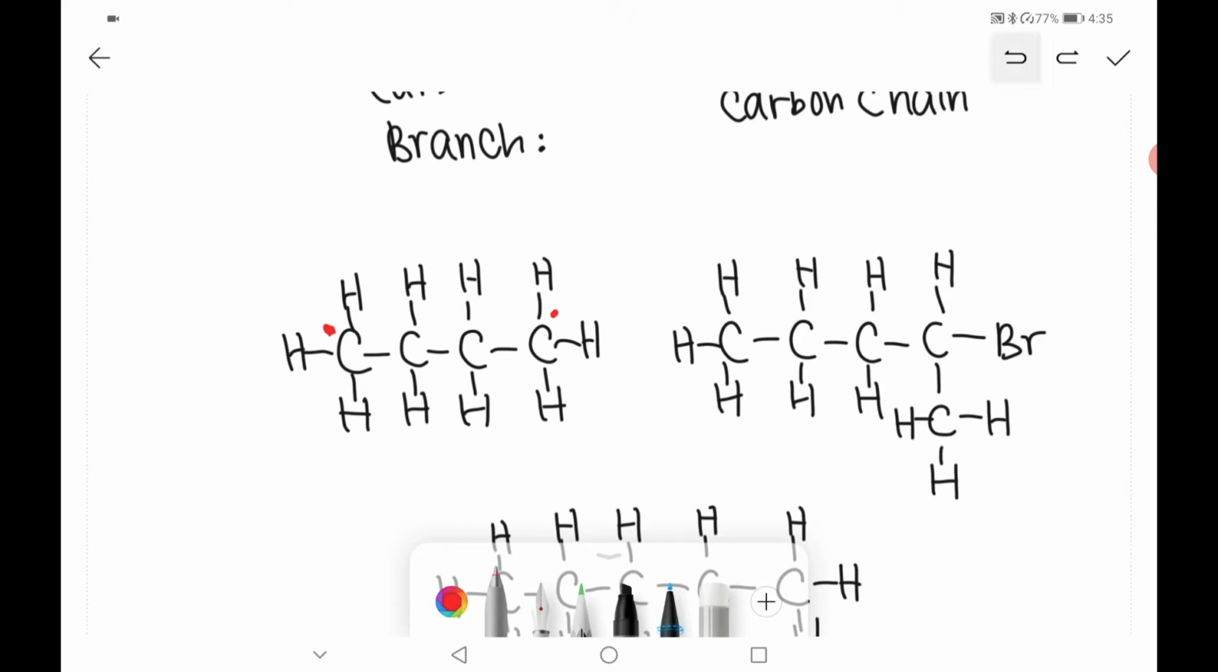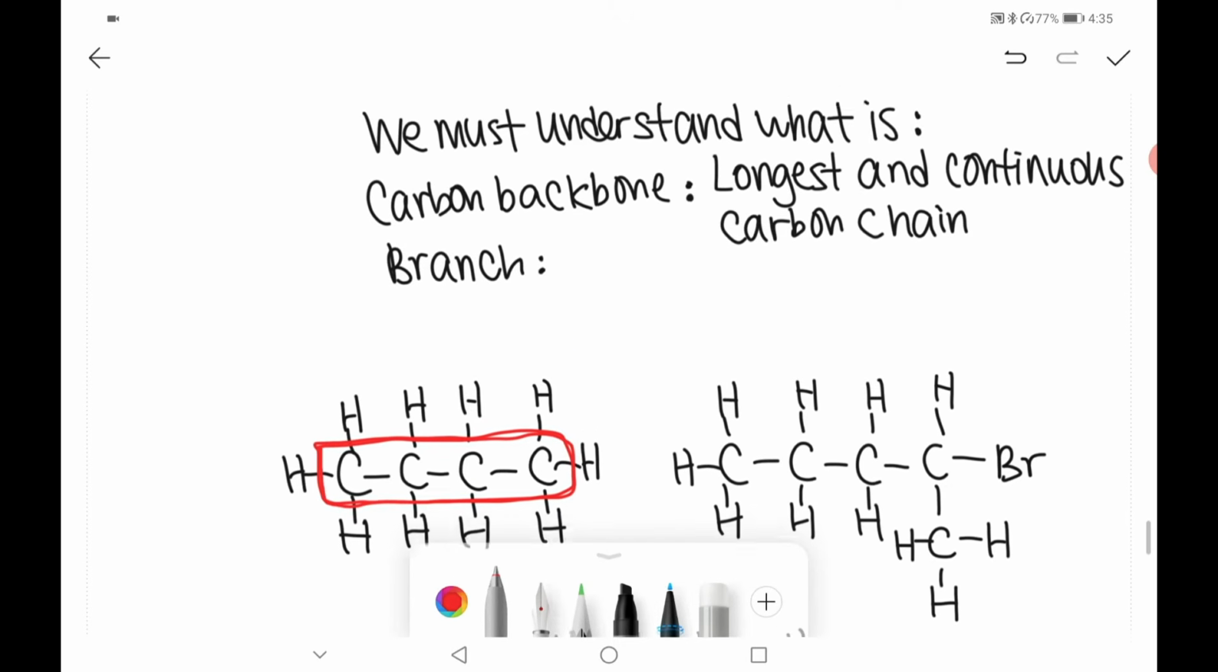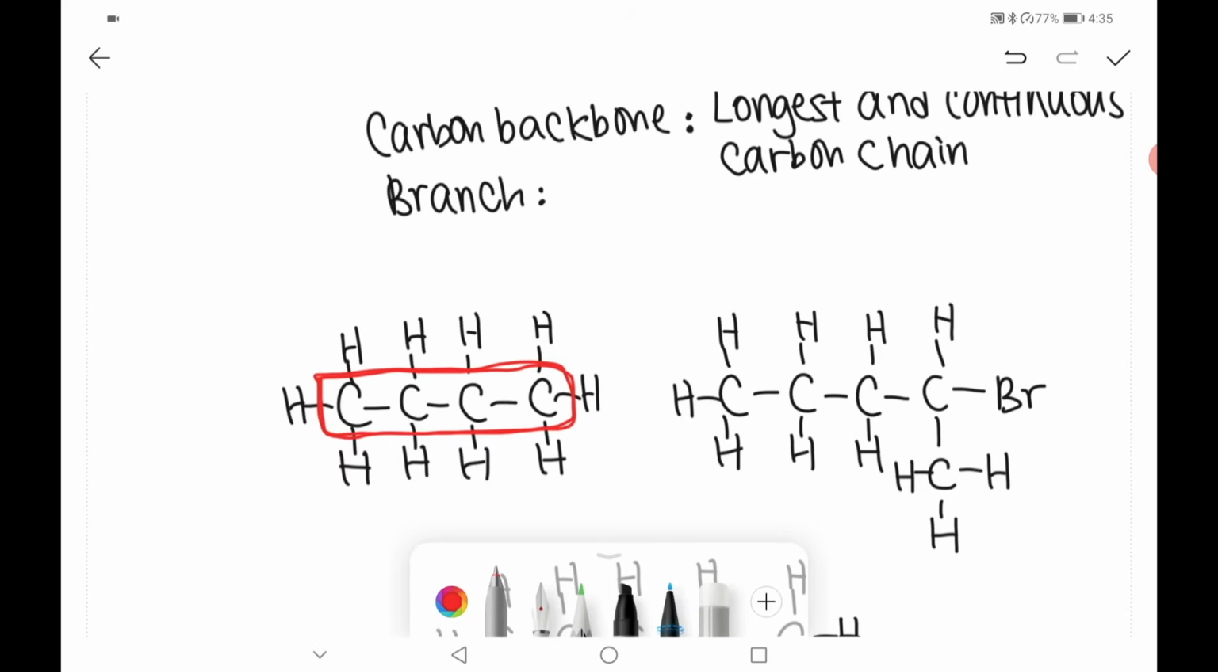So you will try to go from one end to the other end. You can go from the left to the right, or you can go from right to left also. You try to go as long as you can. So you can see the carbon, I can go in a 4. I can let the carbon go in 4. So the 4 carbon now link together. So this 4 carbon is my carbon backbone.